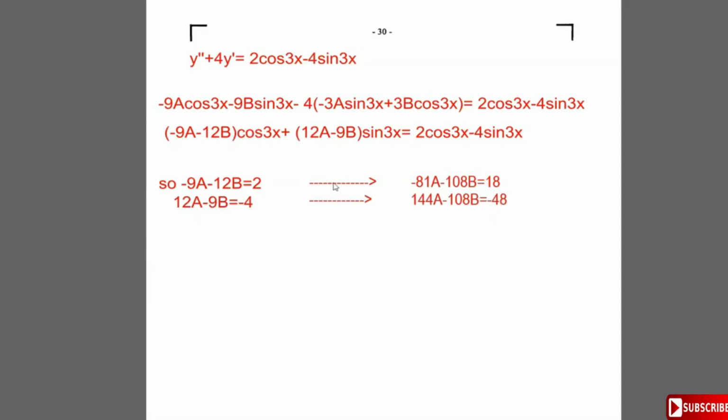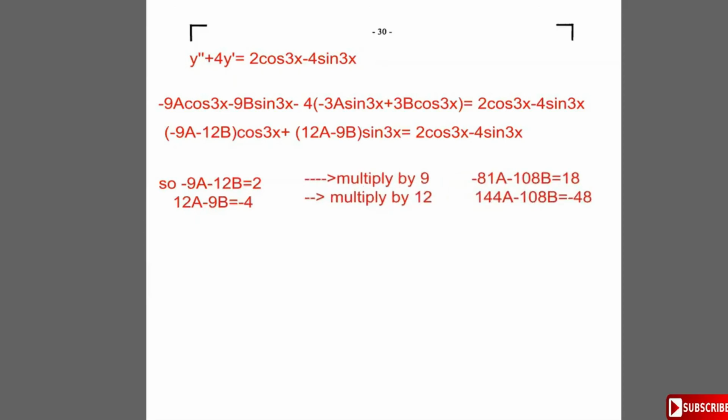Just to be clear, you can tell them right here that you multiplied the first equation by 9. And for the second one, you multiply by 12. Just so you have clarity in your paper. All right, so that's what we did.